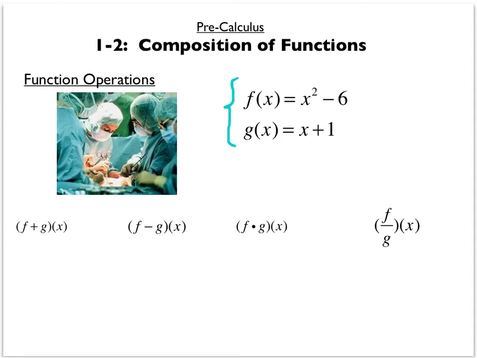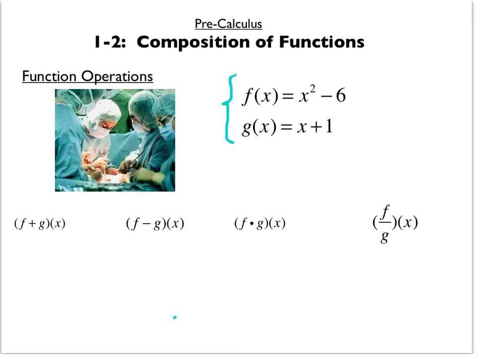So when I add these two functions up, my final answer will be x squared plus x. And then I can combine the two numbers here, so negative 6 plus 1 is negative 5. So there's my f plus g of x. That's how I would read that.